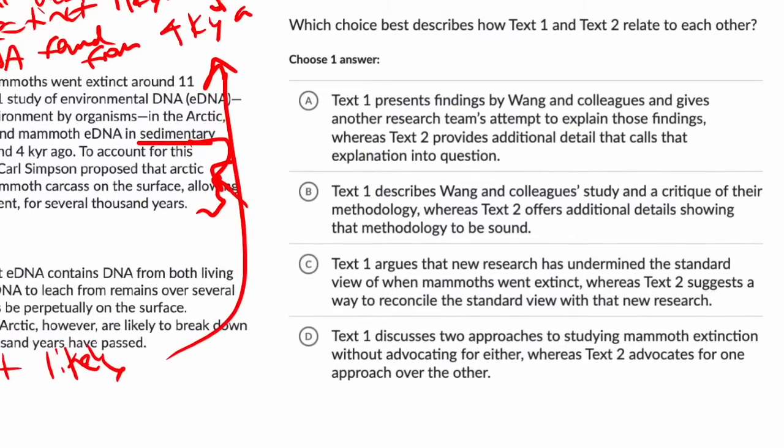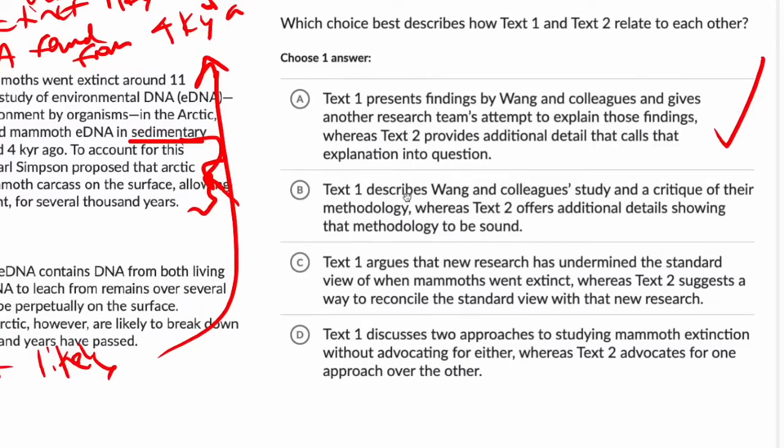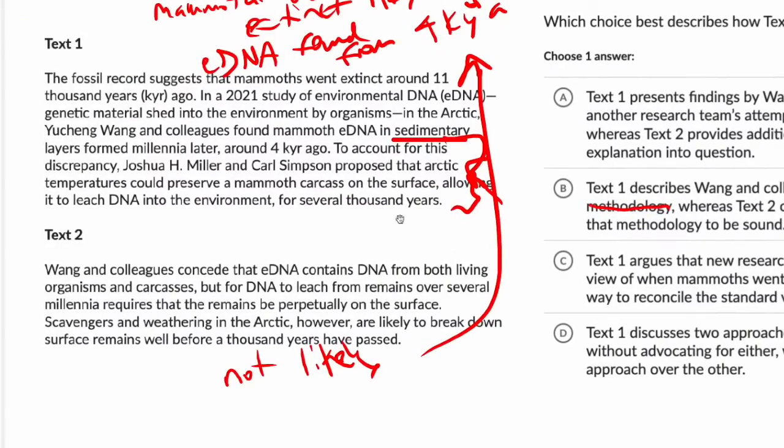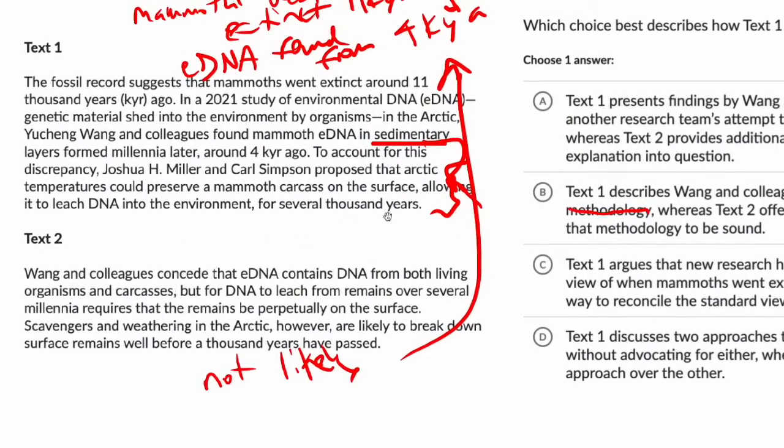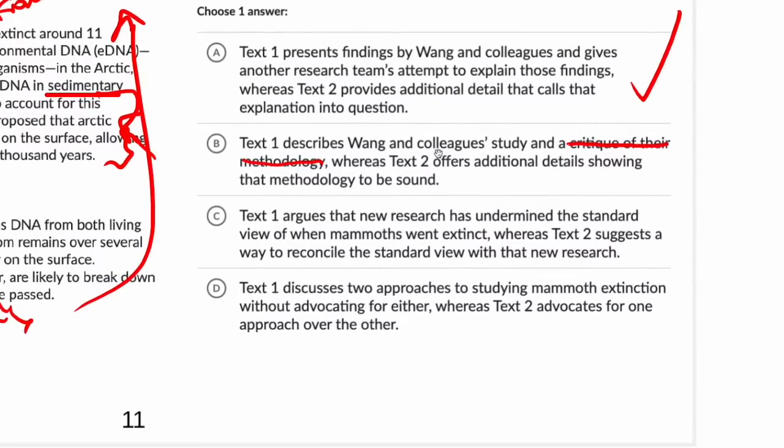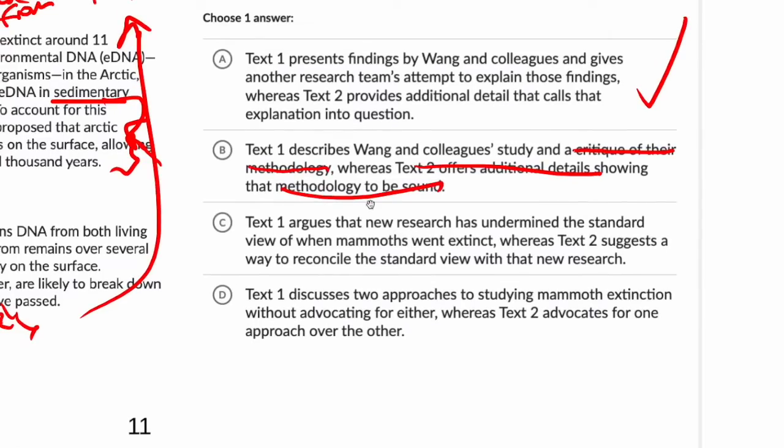I think that looks pretty good. It calls that explanation into question. But let's check the others. So B, text 1 describes their study and a critique of their methodology. No. A critique of their methodology would mean somebody is saying, I don't think they should have used this method, or I think they didn't have the proper control group, or they didn't measure this properly, or they didn't take this step that they should have taken. Neither one of them is focusing on methodology, so B is definitely wrong.